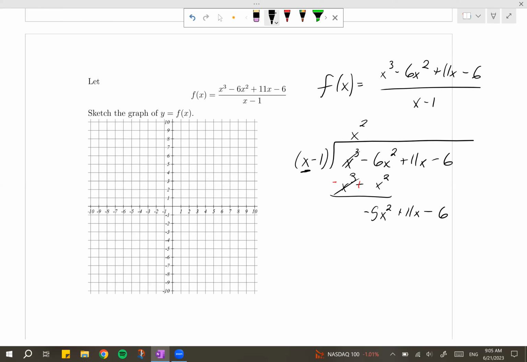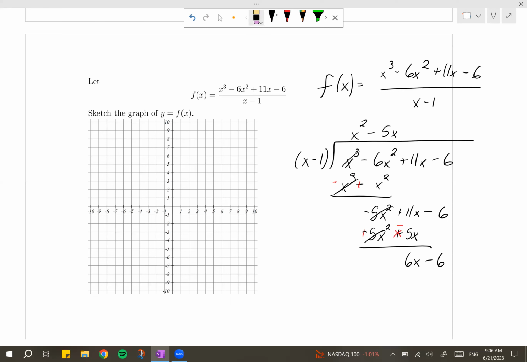All right. Now I look for the next thing. What do I need to multiply times this x to get this negative 5x squared? Well, I need to multiply by negative 5x. Then I take this negative 5x term and multiply it times my factor, and I'm going to get negative 5x squared plus 5x. Then I multiply by negative 1, so this right here becomes a negative. And these will cancel out, and I get positive 6x minus 6.